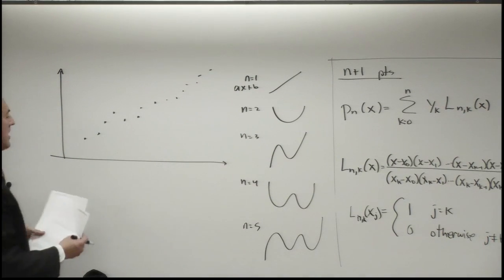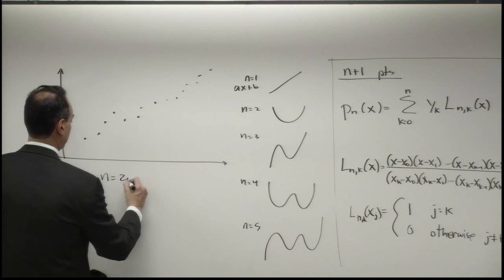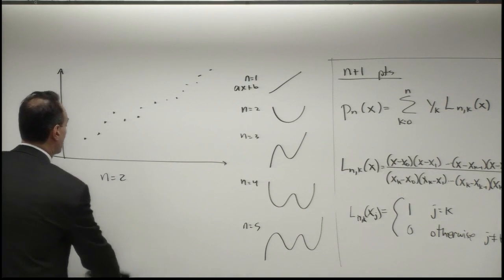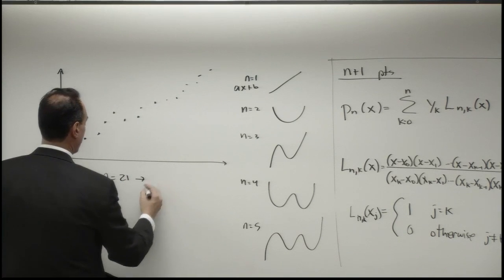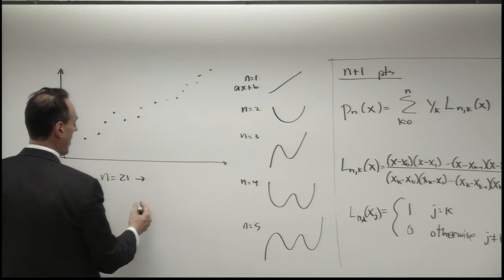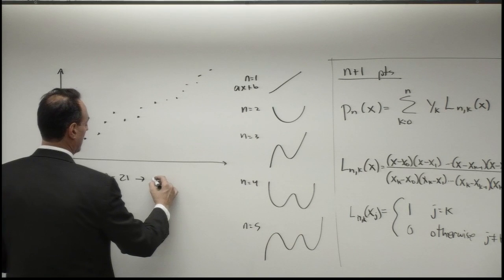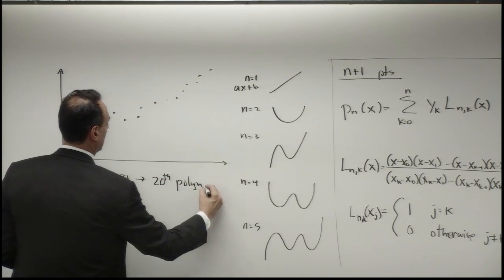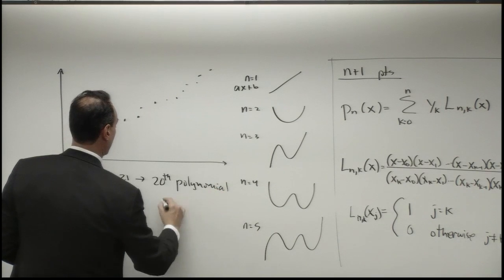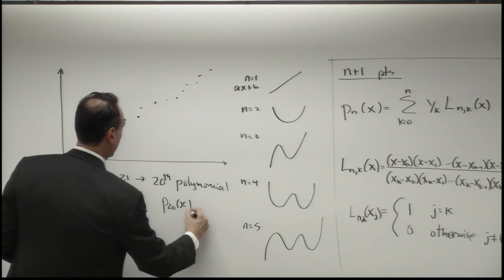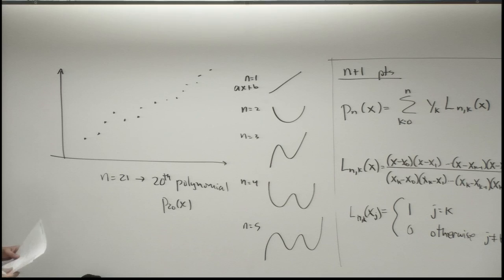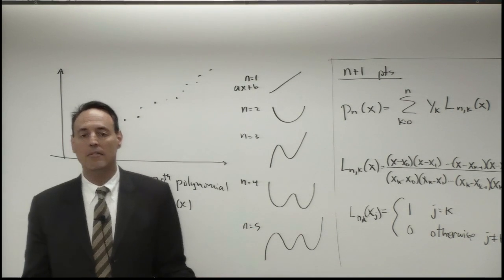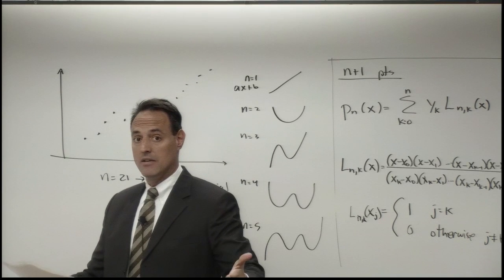What if I had like 20 data points? Actually, let's do the following. If I have 21 data points, then what I would have is a 20th degree polynomial, right? So I would have p20 of x to fit through all these data points. How many turns does the 20th degree polynomial have? 19.